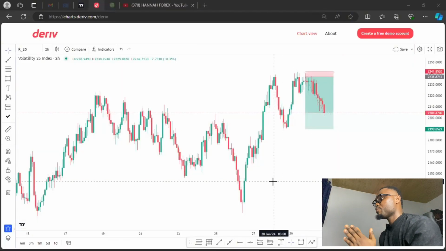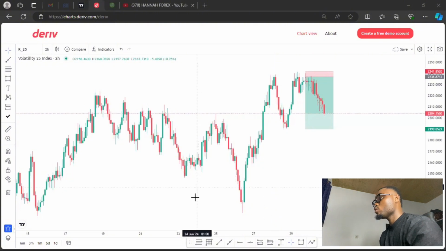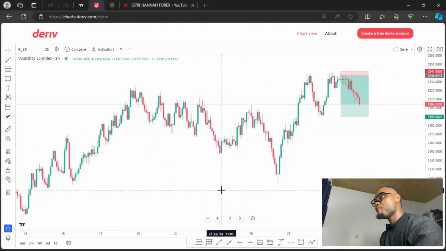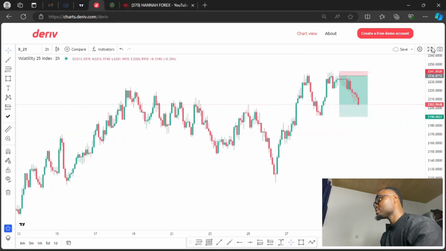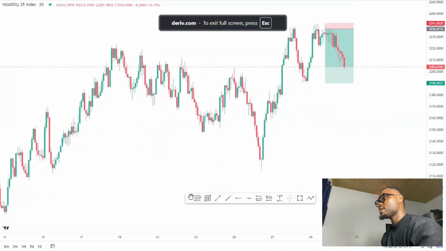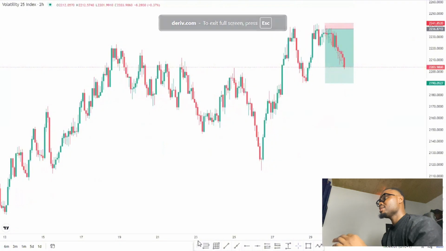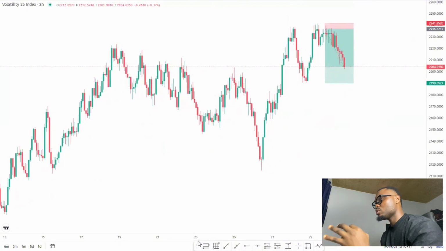So you guys see that I've been on this particular trade and I'm taking you to the derived chart, showing you more of synthetic indices. You see that I've been on this particular trade on VIX 25. So let me show you how I was able to use the ICT concept and get the sniper entry on this particular trade on VIX 25.